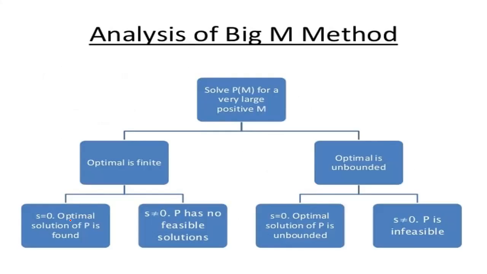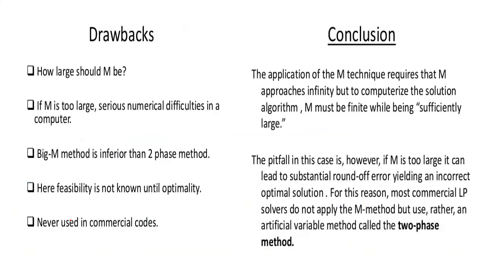If S is not equal to 0, P has no feasible solution. If S is equal to 0, the optimal solution of P is unbounded, and if S is not equal to 0, P is infeasible. And this is all. The drawback is given, the conclusion is given, and this is all for the lecture.